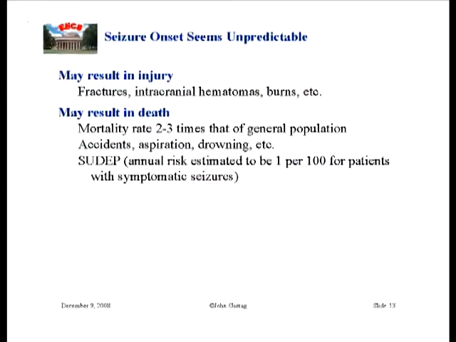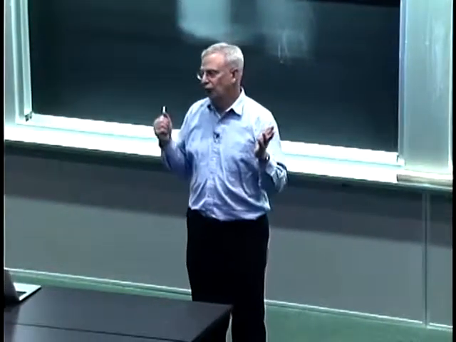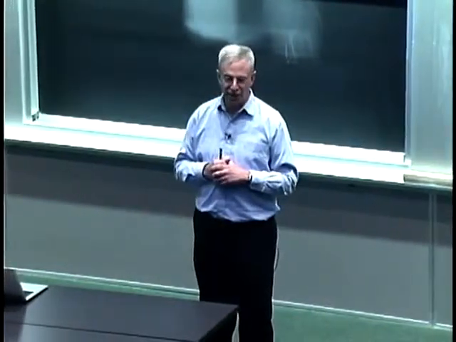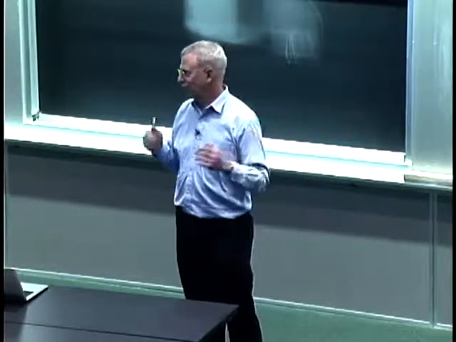Death is high, 2 to 3 times that of the general population, typically by accident related to the seizure. And then there's something called sudden unexplained death in epilepsy patients, or SUDEP, which is estimated to be 1 per 100 patients per year. They just die and no one knows why. Frequently it will be at night while they're in bed, and a conjecture is they have a seizure and end up face down on a pillow, smother, that kind of thing.